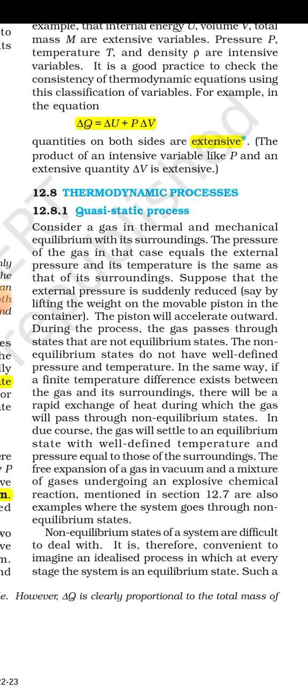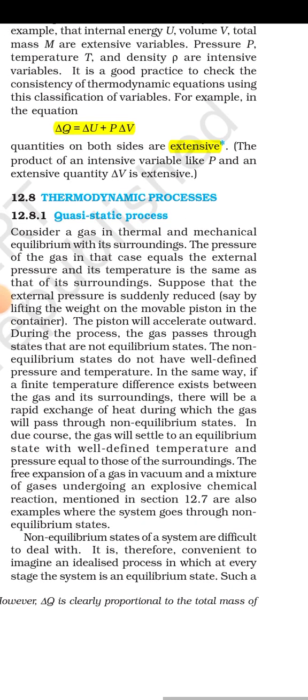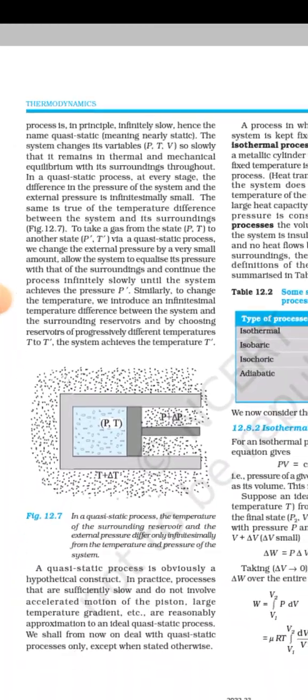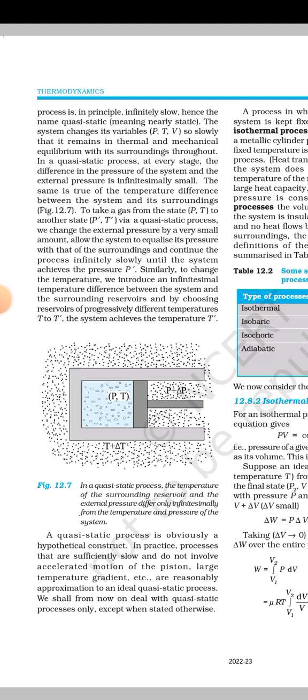It is therefore convenient to imagine an idealized process in which at every stage the system is in equilibrium state. Such a process is in principle infinitely slow, hence the name quasi-static means nearly static. The system changes its variables P, T, V so slowly that it remains in thermal and mechanical equilibrium with its surrounding throughout. In a quasi-static process, at every stage, the difference in the pressure of the system and external pressure is infinitesimally small. The same is true of the temperature difference between the system and its surrounding.